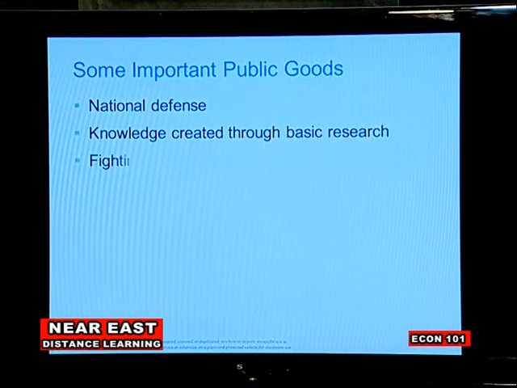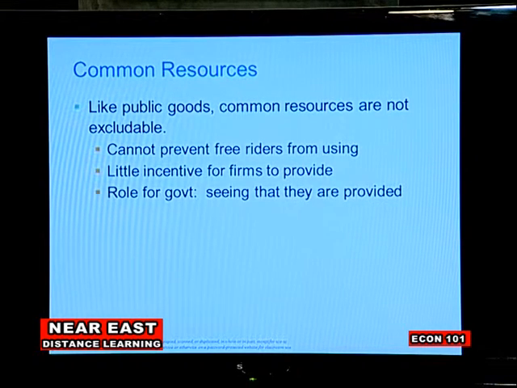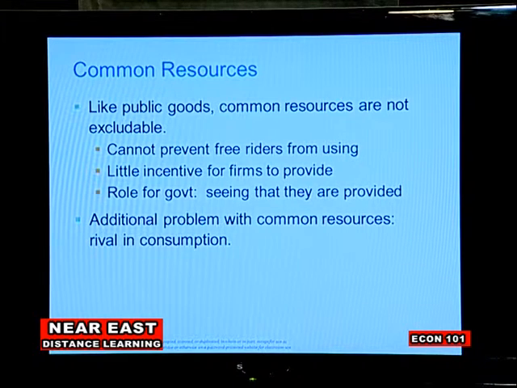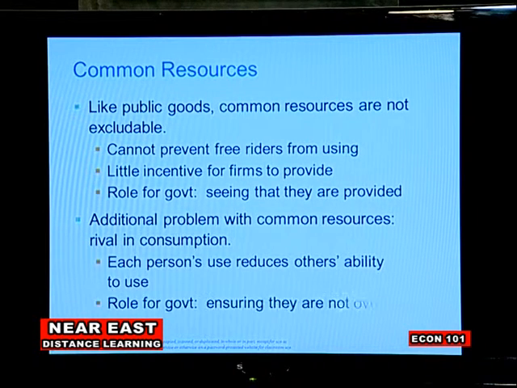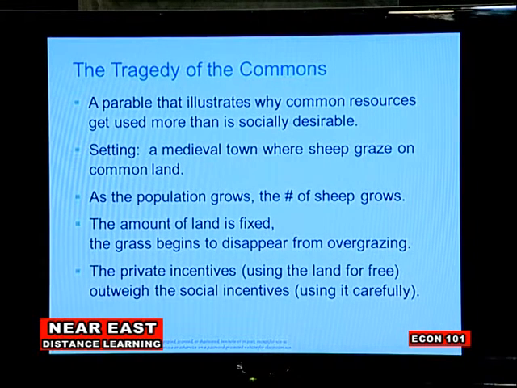We have some important public goods like national defense, knowledge, and fighting poverty. Let's look at common resources. Like public goods, common resources are not excludable. You cannot prevent free riders from using them, there is little incentive for firms to provide them, and the role of government is seeing that they are provided. And we have the tragedy of the commons. It's a parable that illustrates why common resources get used more than is socially desirable.